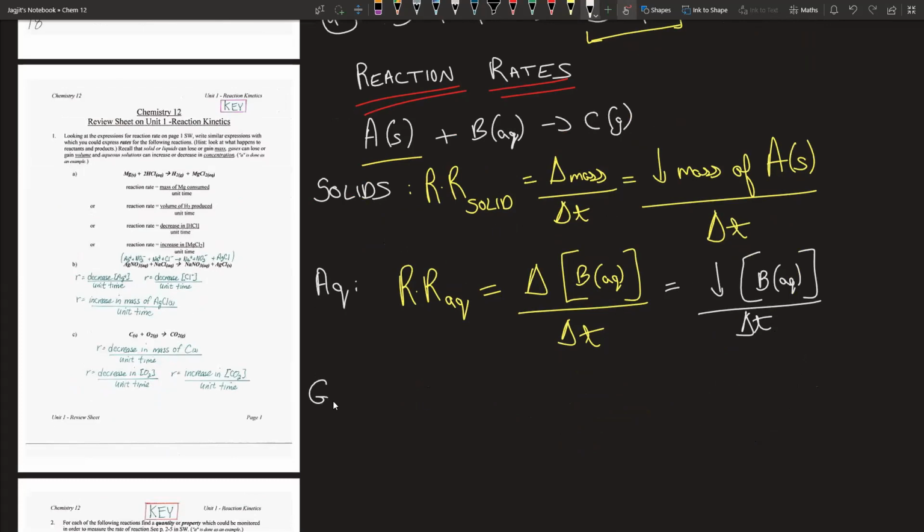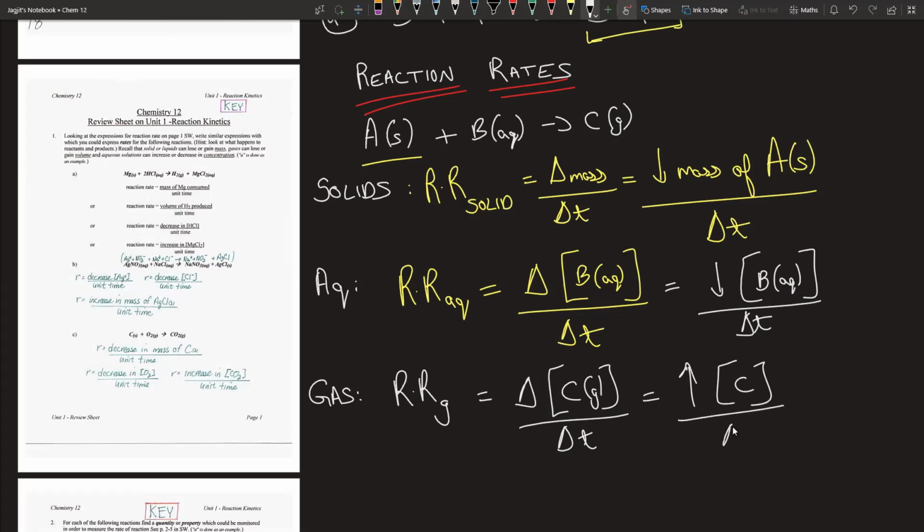Now, what about the gases? Well, for gases, you can use a bunch of different things. The first one is definitely concentration again. Gases have concentration as well. Aqueous guys have concentration, and gases have concentration too. So in this case, your C is a gas, but C is a product. So you can measure this as change in concentration of C over change in time. To be more specific, because your C is a product, it's going to increase. So it will be increase in concentration of C over change in time.